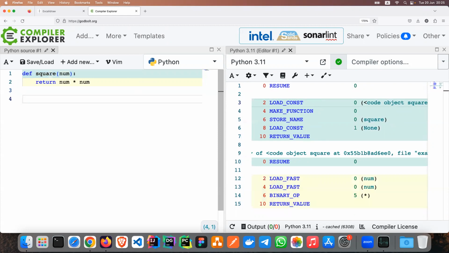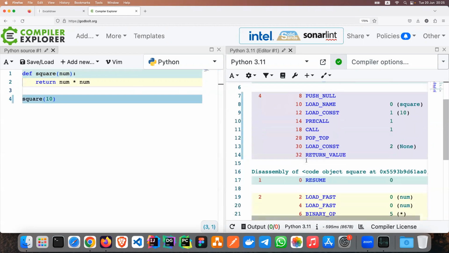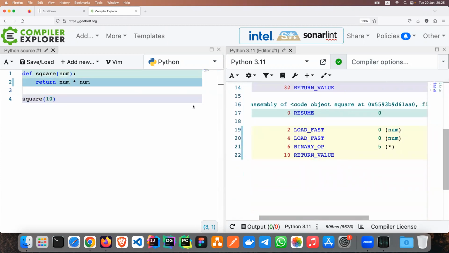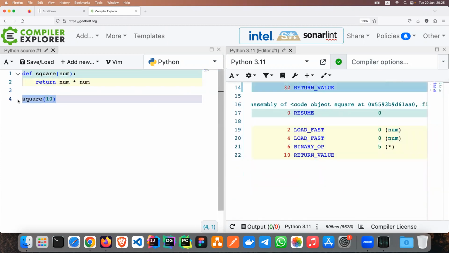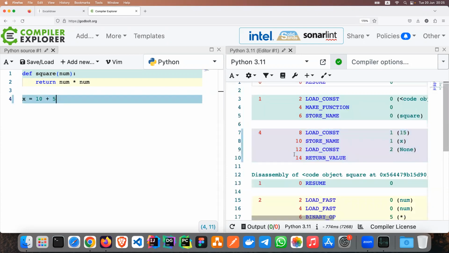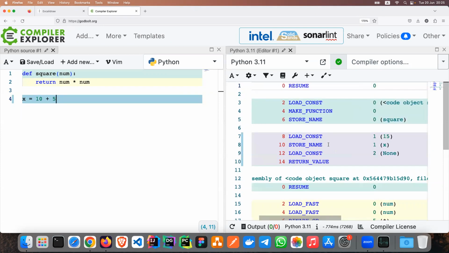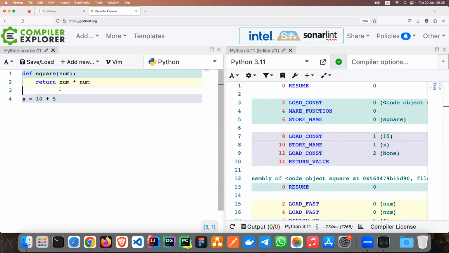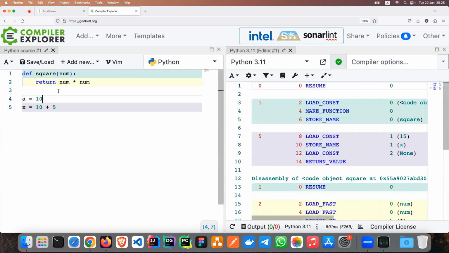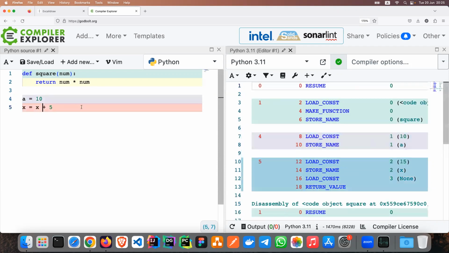And what happens if I call this again? Probably it will work. Okay, it works actually. Maybe I can directly write x equals 10 plus 5. Okay, 10 plus 5, load const. Yeah, it actually directly added 10 to the 5.